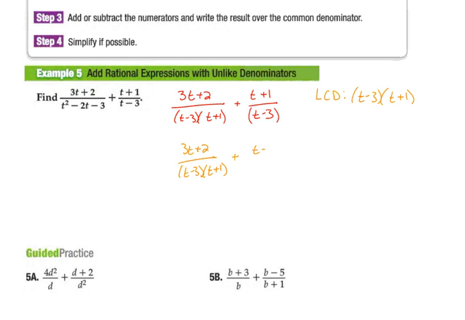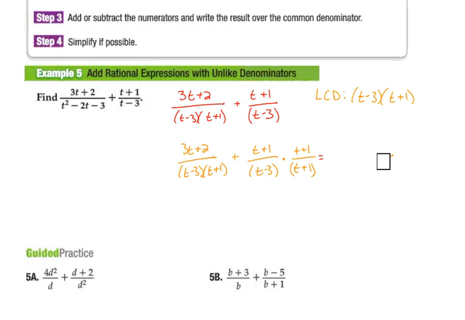However, the second one only has the t minus 3, which means I'm going to have to multiply by a t plus 1 over a t plus 1. So what does that do? That makes me change my color so we can kind of see these different steps. They said that I'm supposed to go ahead and combine. Since I now have common denominators, I can go ahead and combine.